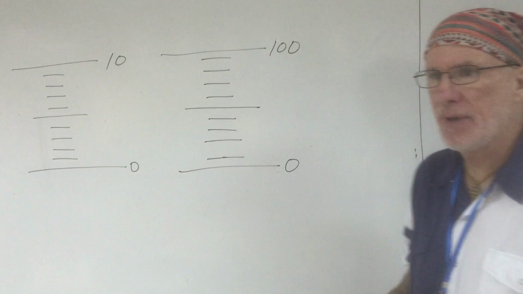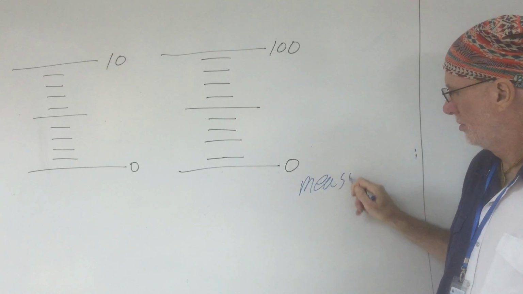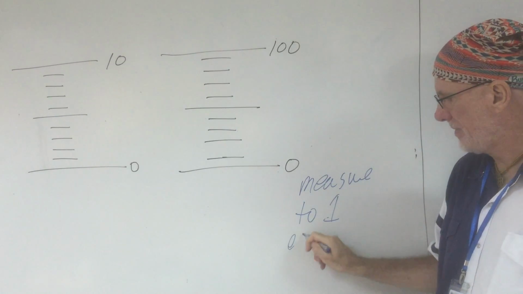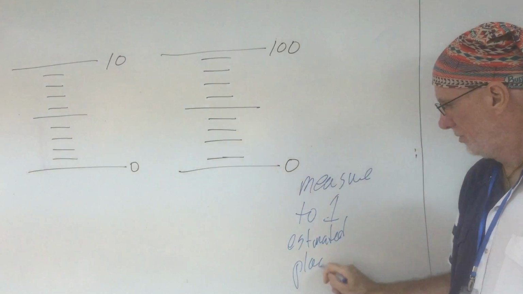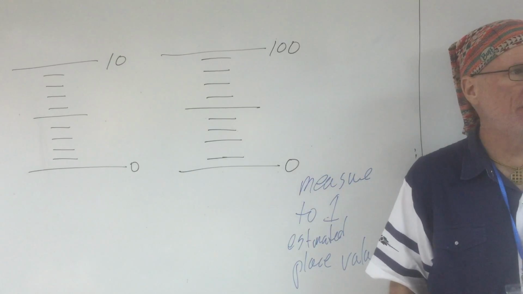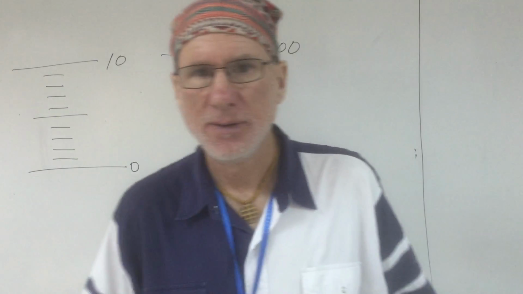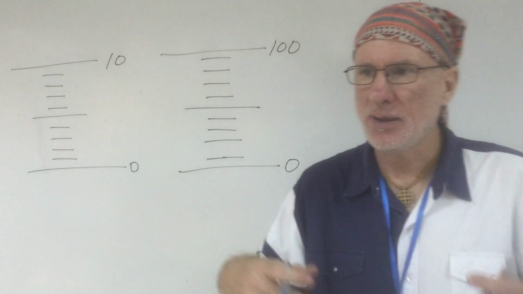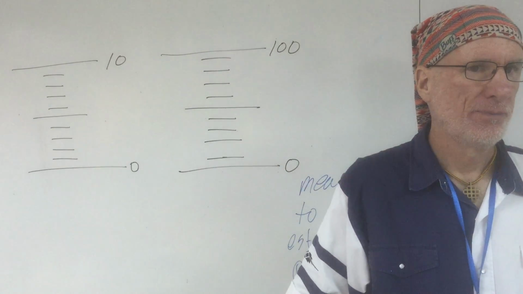Okay, you have to measure to one estimated place value. End of conversation. Complete period, no debate, no discussion. Look up here, not outside, not at somebody else. Look up here, listen carefully. You must do one estimation.